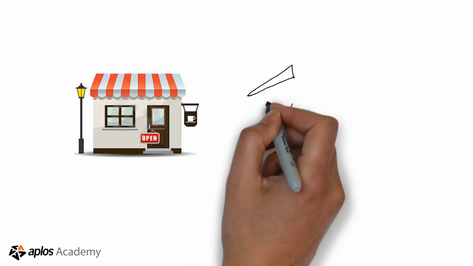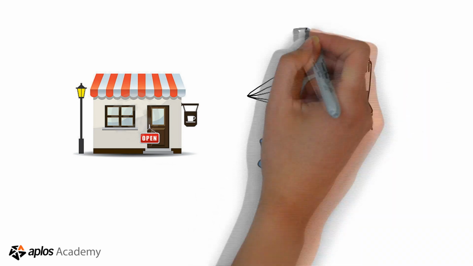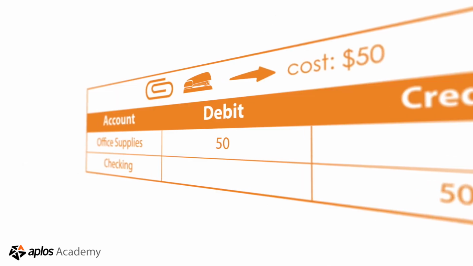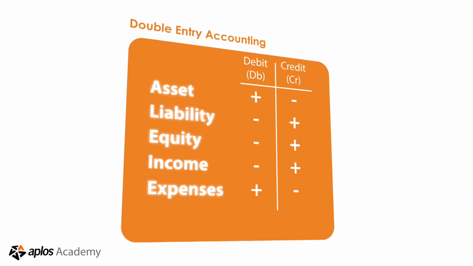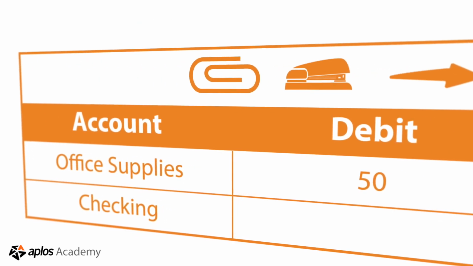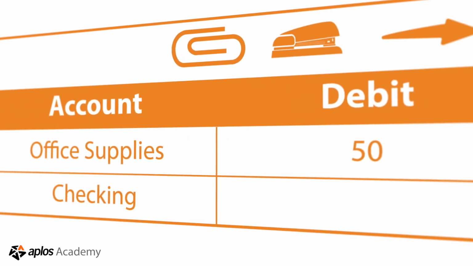So let's say you go to the store and you buy some supplies, some paper, pen, stapler, that all amount to about $50. When recording this purchase, you're going to use one of your expense accounts, since they're used when you record spending money. So you choose the expense account, office supplies. Since expense accounts are increased by debits, you're going to put the $50 in the debit column next to the office supplies account.